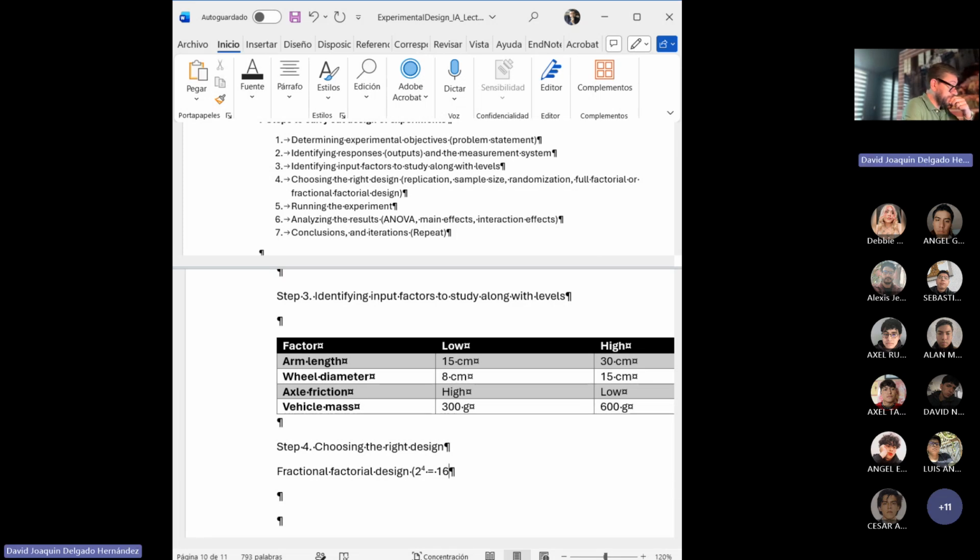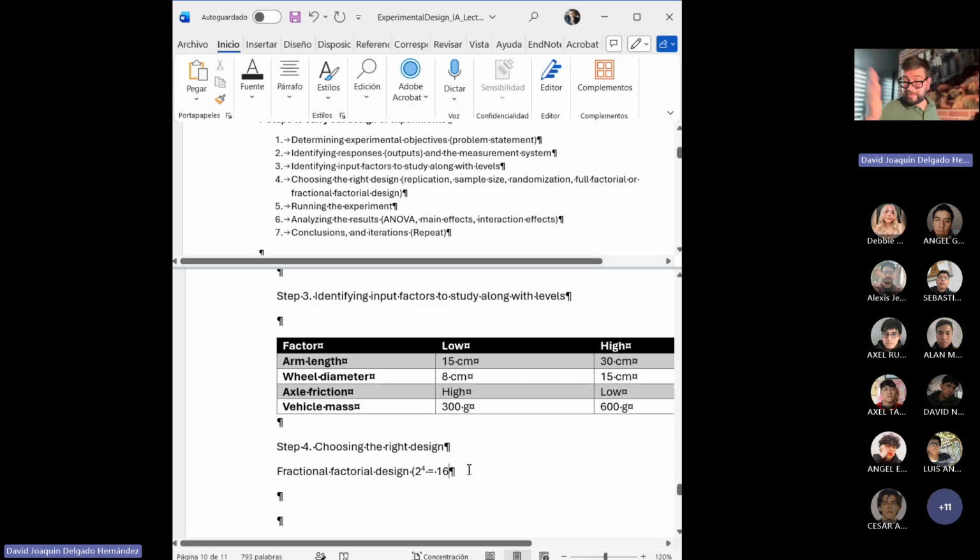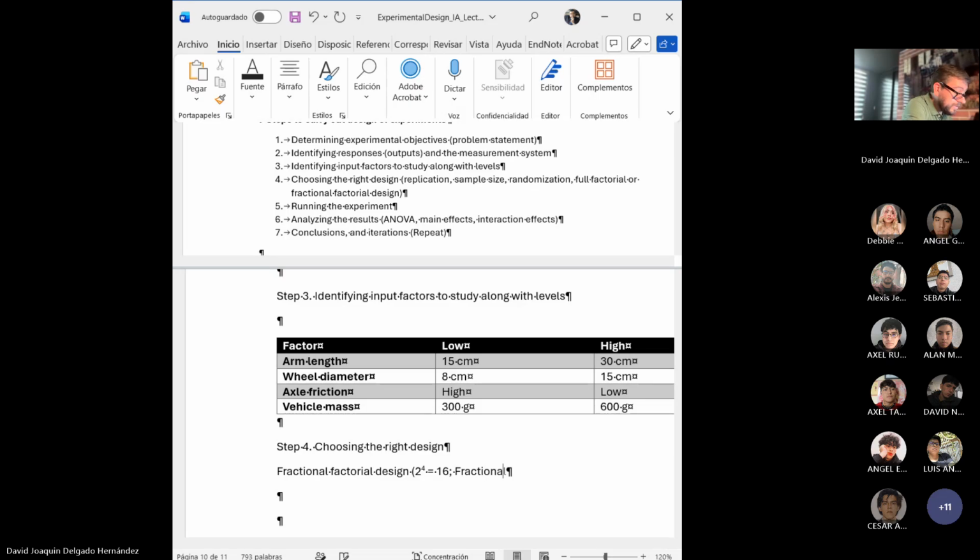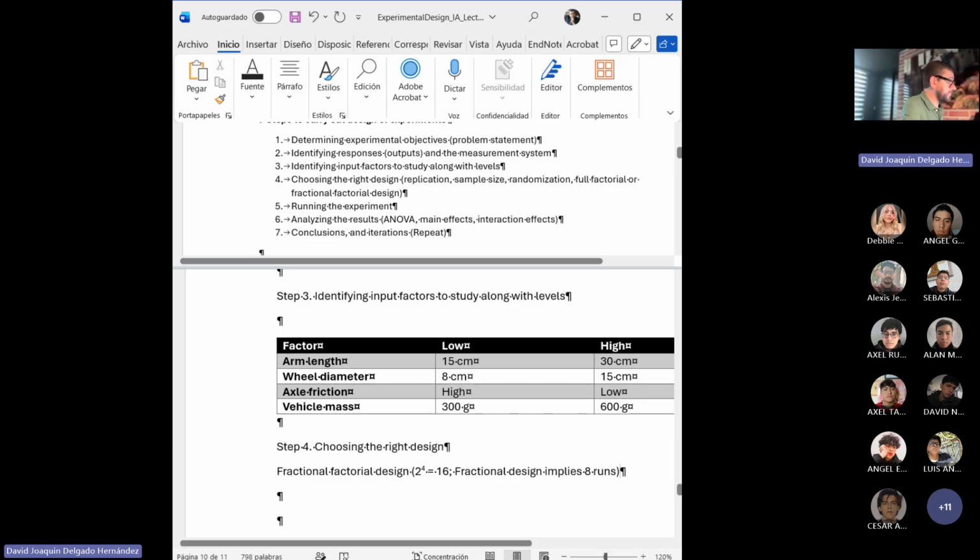But I don't want to spend a lot of money in this case, okay? So I am just going to use a fractional experiment. So that means I will cut this by half. So a fractional design implies 8 runs, 8 different runs. Only 8 is a fractional. I don't want the 16. So that is the right design because I want to save money again. Okay, perfect.